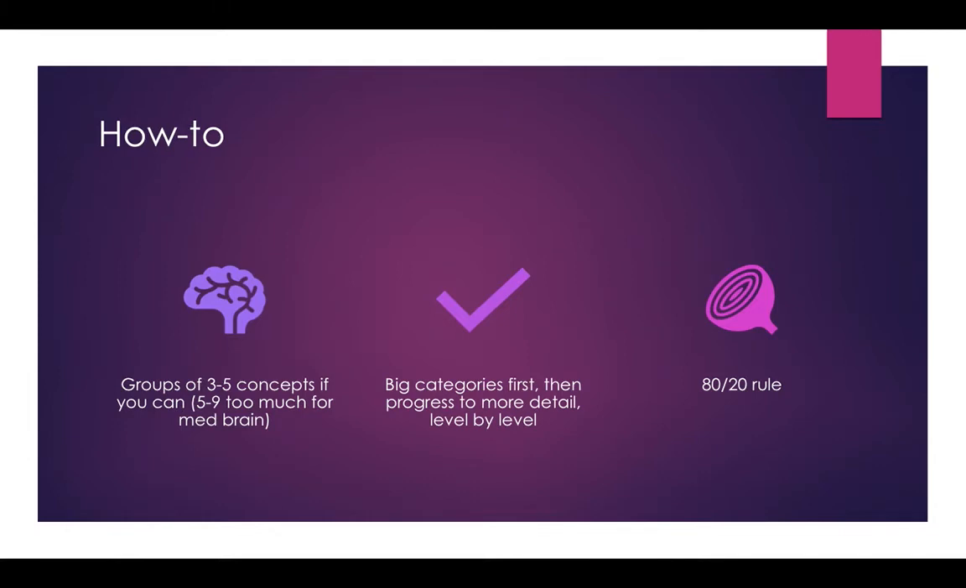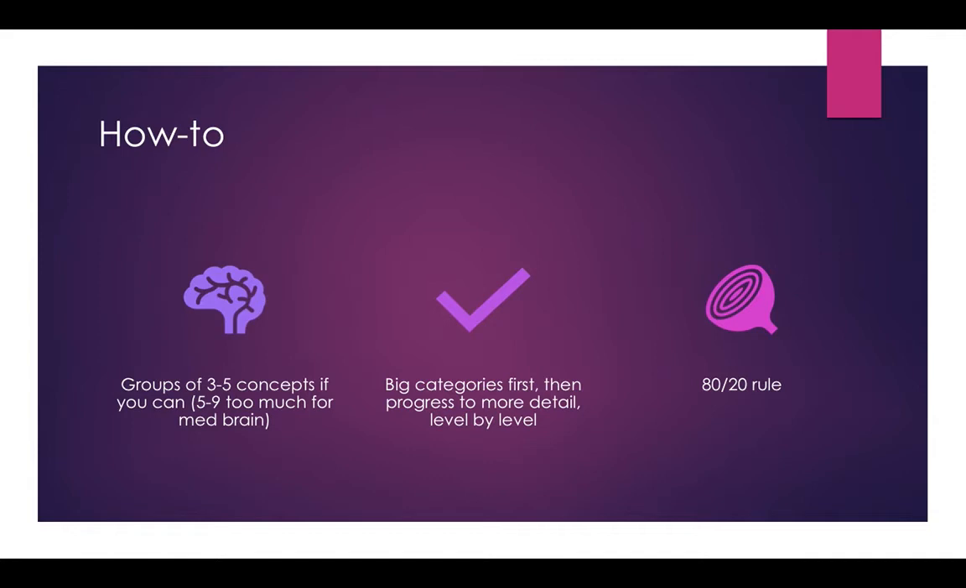Okay, how to. When you can, group things in groups of 3 to 5 concepts or items. Of course, there's sometimes where you can't control how much goes into a group, but try to look for 3 to 5. I think that's a nice number. Remember, it's 7 plus or minus 2, so 5 to 9, but that could be too much for a med school brain, especially at the end of year 1, 2, etc. So 3 to 5 I thought was a pretty nice number, but you can't always control that.